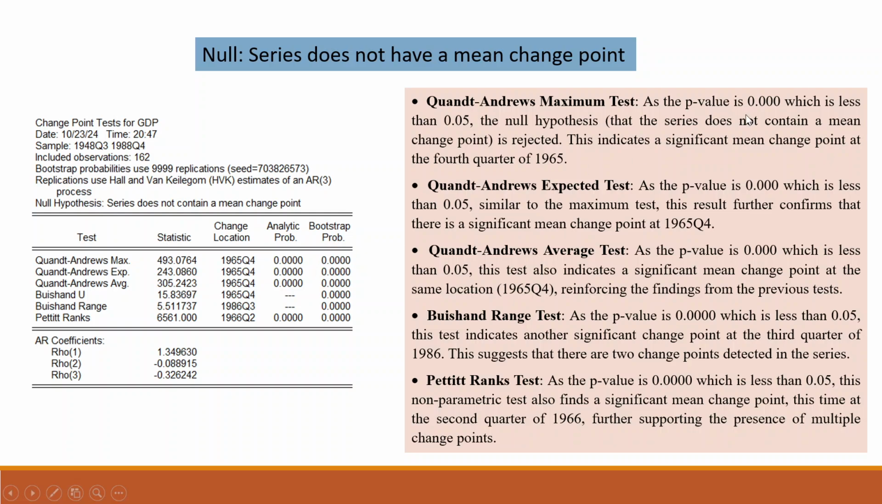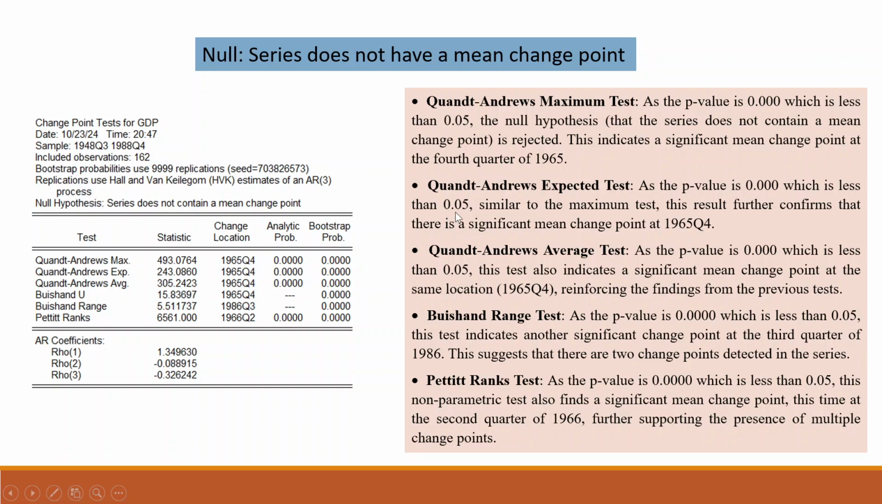So as the p-value is 0.00, which is less than 0.05, the null hypothesis that the series does not contain a mean change point is rejected. This indicates a significant mean change point at the fourth quarter of 1965. So you can see here it has given us the change location.